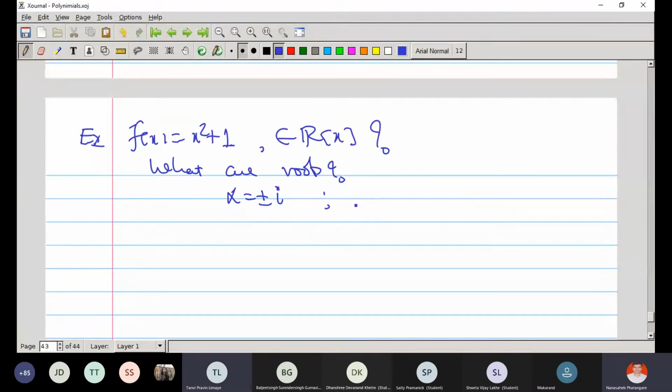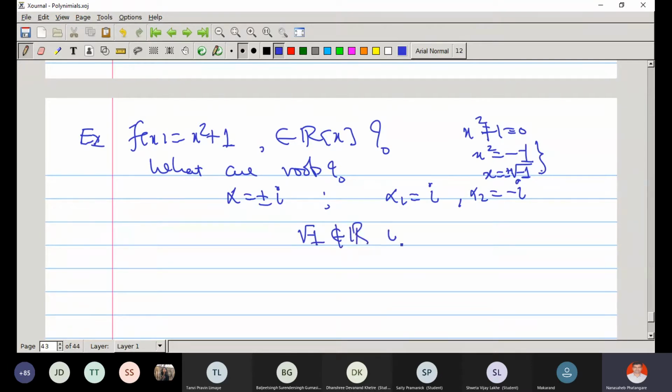What are the roots of this polynomial? x square plus 1 is equal to 0. That means x square is equal to minus 1. That means x is equal to plus minus square root of minus 1. But square root of minus 1 is not a real number.